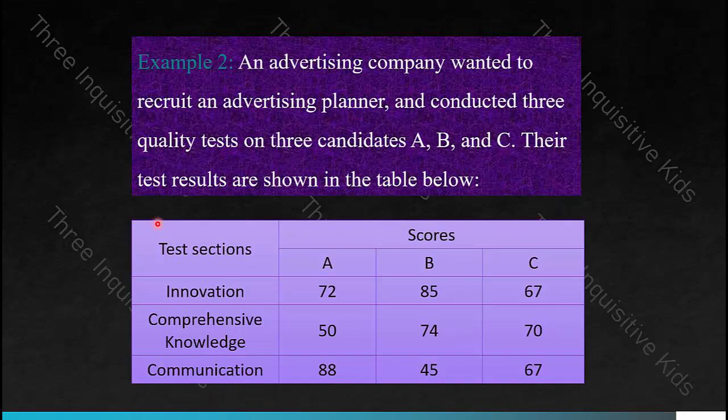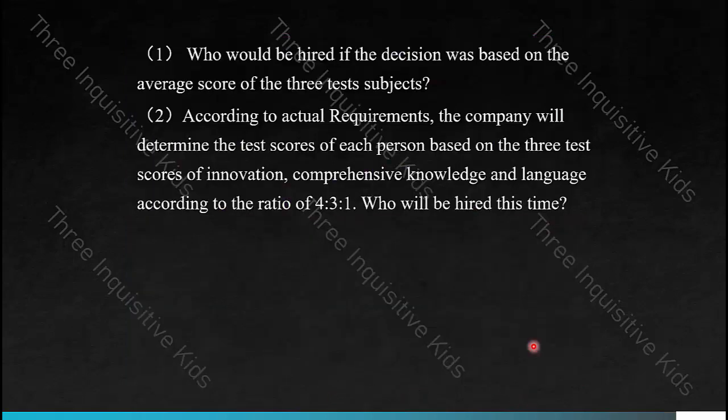So let's look at this. Here we have the different tests on innovation, comprehensive knowledge, and communication. Over here we have their scores of A, B, and C. So this is A scores, B scores, and C scores. Now we have questions. Who would be hired if the decision was based on the average scores of the 3 test subjects?